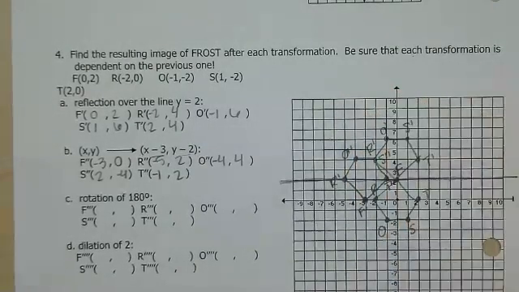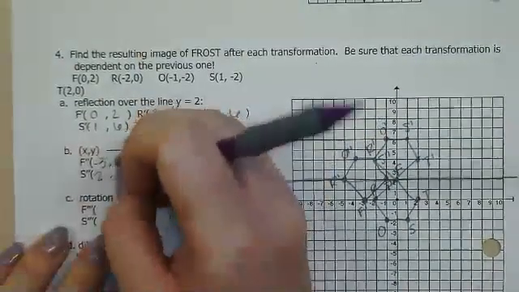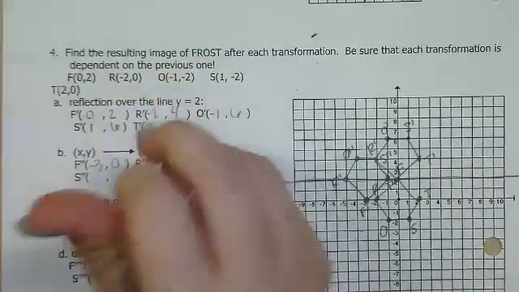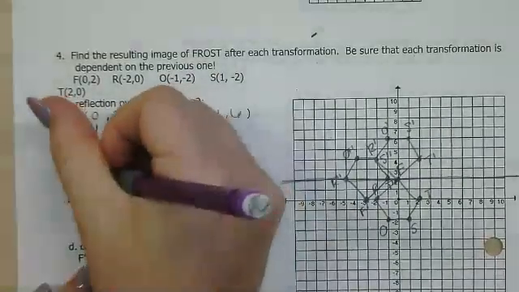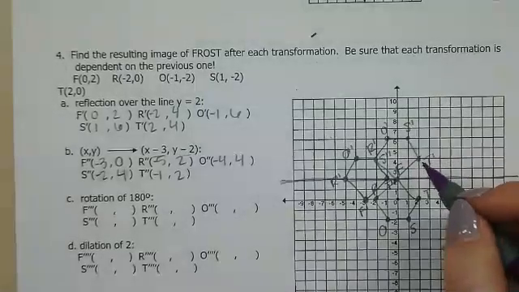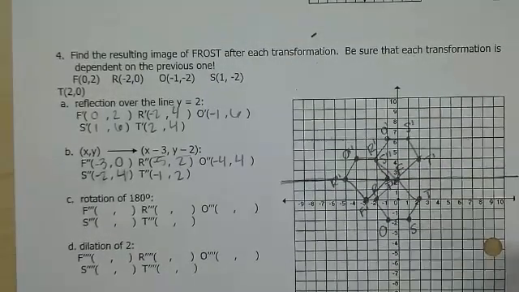All right. Wait, isn't S double prime -2 4? S double prime -2 4. Yes, yes. Thank you. Sorry, I wrote it down wrong on here. -2 +4. Thank you. That's where I plotted it. I did not write that though. Thank you for catching that.